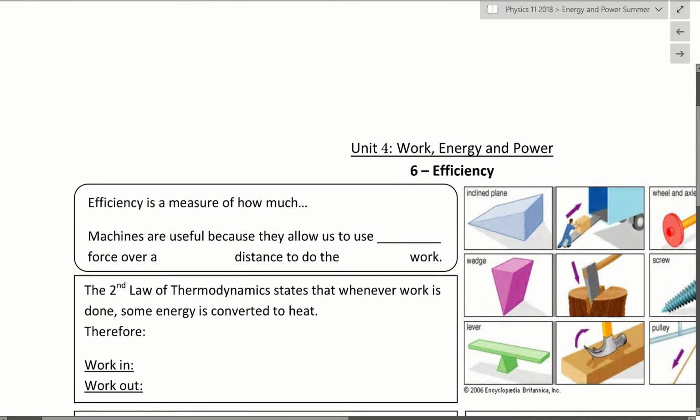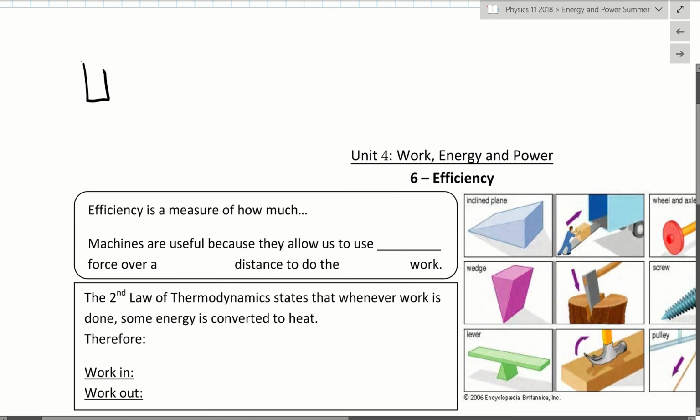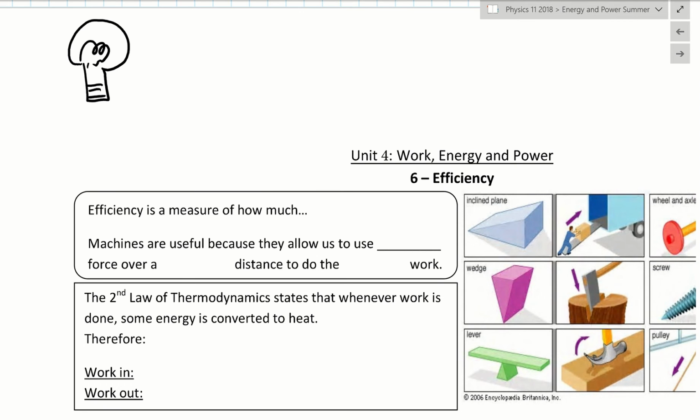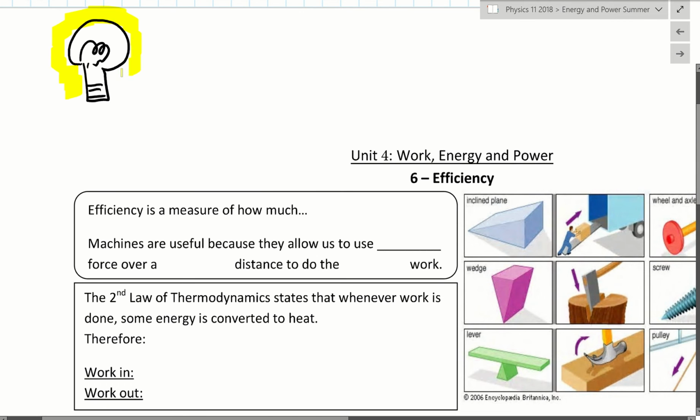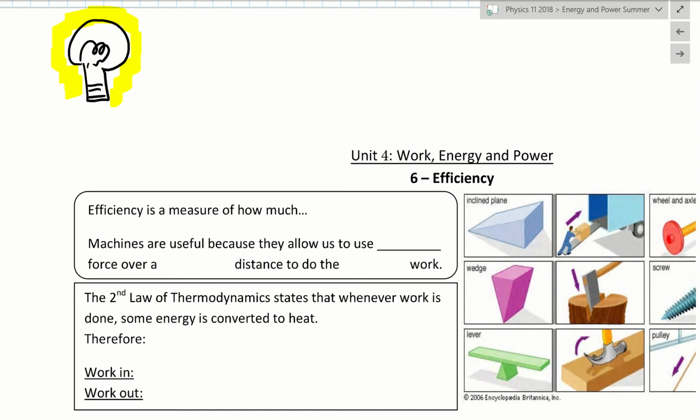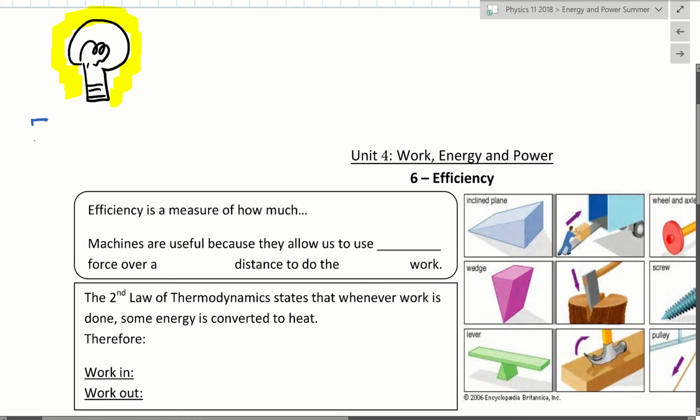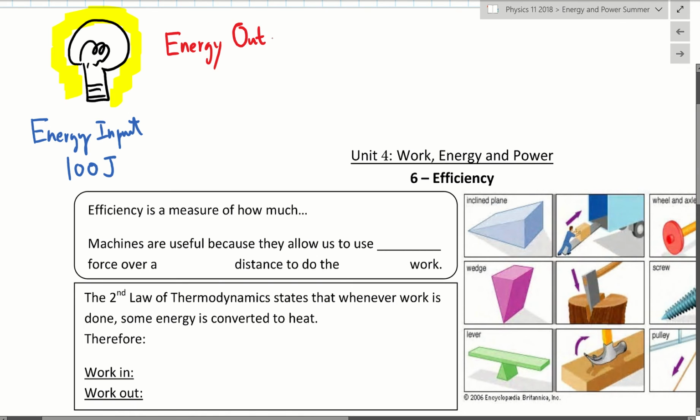So for example, let's say we have a light bulb. Like this, I don't know how to draw a light bulb, but it uses electricity and it produces light as an energy. So let's say the amount of energy that we put in, we call it energy input. Let's say we put in 100 joules of energy. So that's energy input. How much energy are we actually getting out? For example, how much energy is actually being turned into light in this case? We call it energy output.